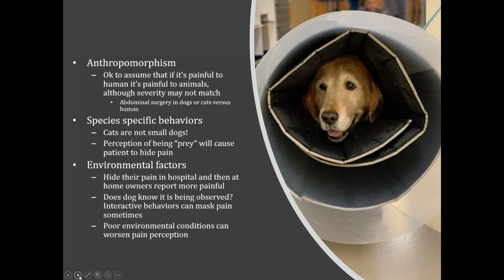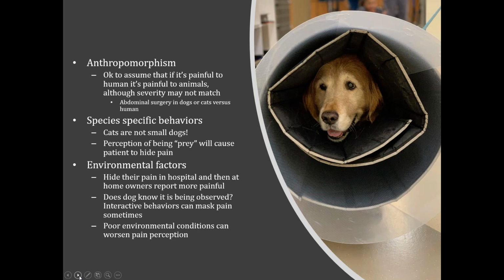We used to really jump on people about anthropomorphizing pain. We used to say, no, a dog is not a person, a cat is not a person. But it's actually fairly well accepted now that it's okay to assume that if it's painful to you or I, it's probably painful to our patients in the veterinary world, although the severity may not match.